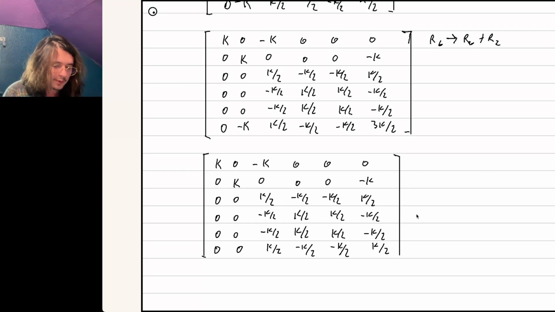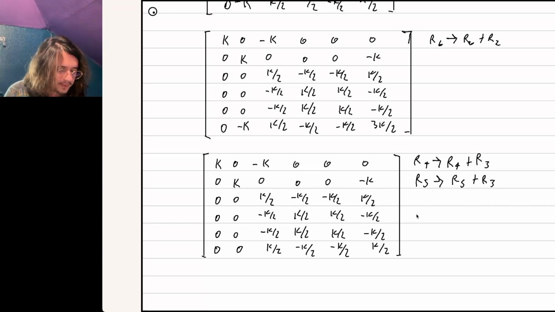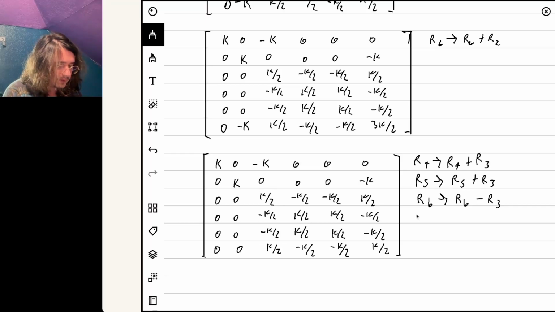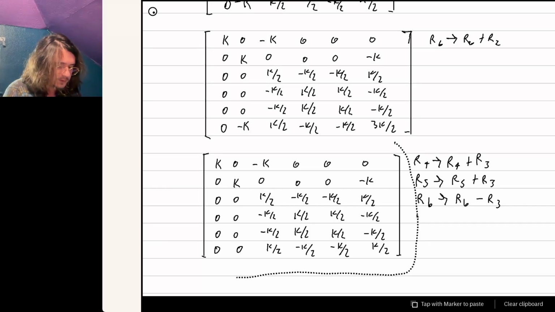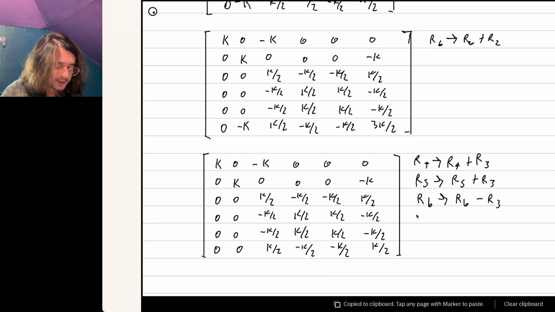Now I'm going to do 3 row operations in one step. So row 4 will go to row 4 plus row 3. Row 5 will go to row 5 plus row 3. Row 6 will go to row 6 minus row 3. And then now when this gets reduced, we're going to have some weird results.